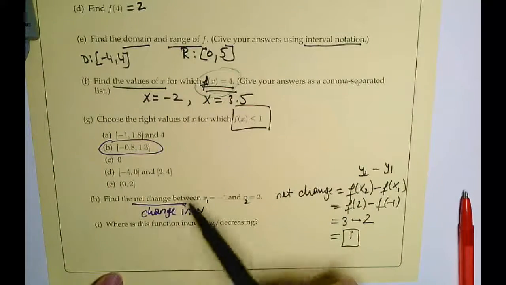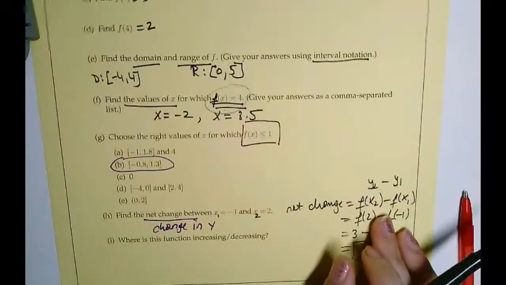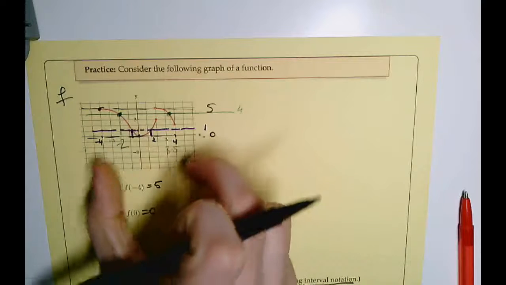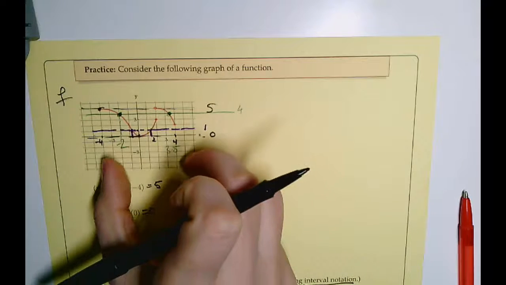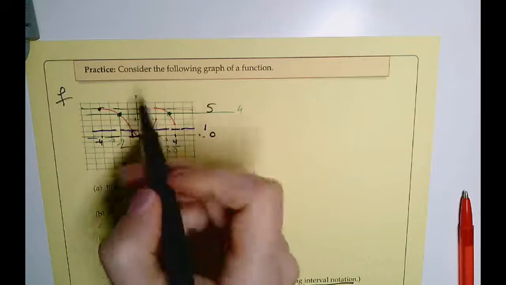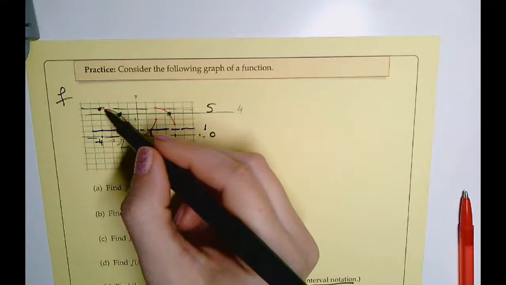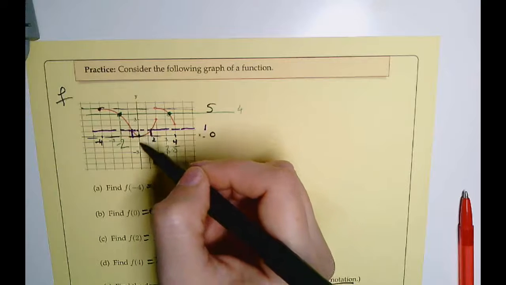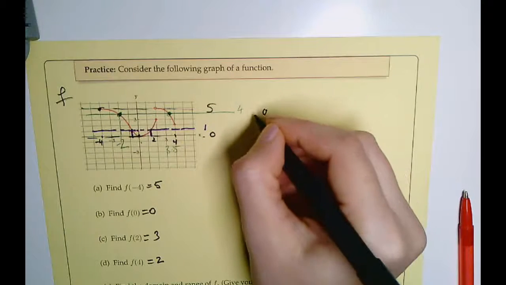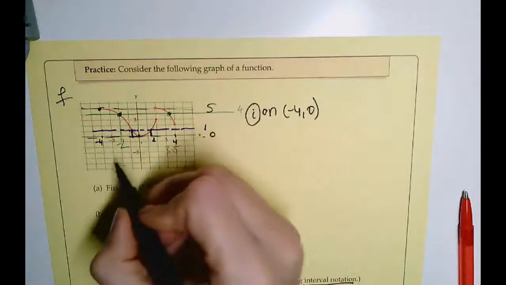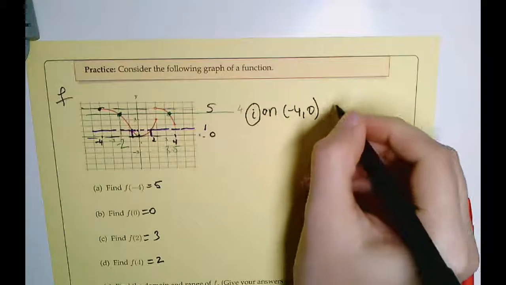Okay, and one last question. Where is the function increasing or decreasing? Looking from left to right on your entire domain, we're going to see what happens to the y value as we let x go through the whole domain. The y value starts here at 5, and then it decreases, it decreases, it decreases until here. So on the interval negative 4 to 0, the function is decreasing.